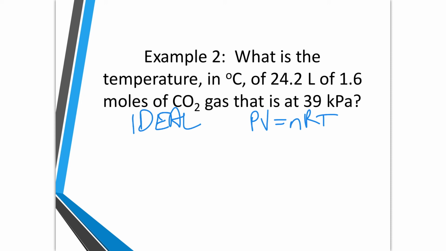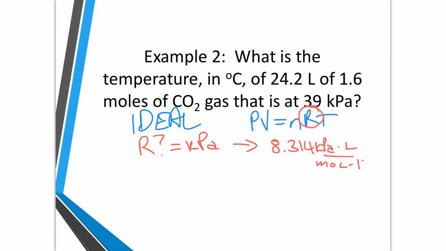Now the thing I have to select is this R value, because I know everything else. So what does R have to equal? Well, we look back at our problem and it says, what is the temperature of a gas that is at 39 kPa. So the pressure units for the R value are kPa, and we need to find the one that has kPa in it. Once we do that, we know that it's 8.314 kPa liters per mole degree Kelvin. So that's the R value. Now we're going to set it up on the next page.